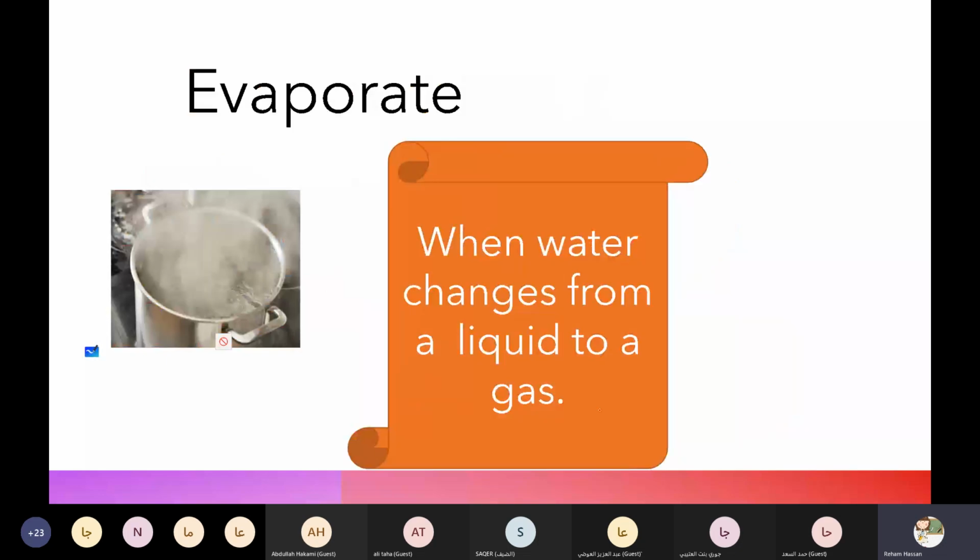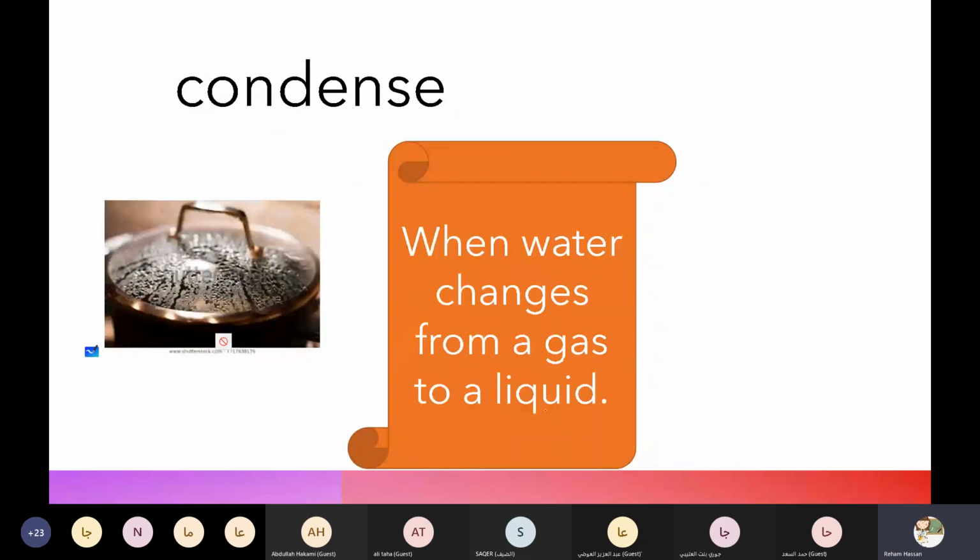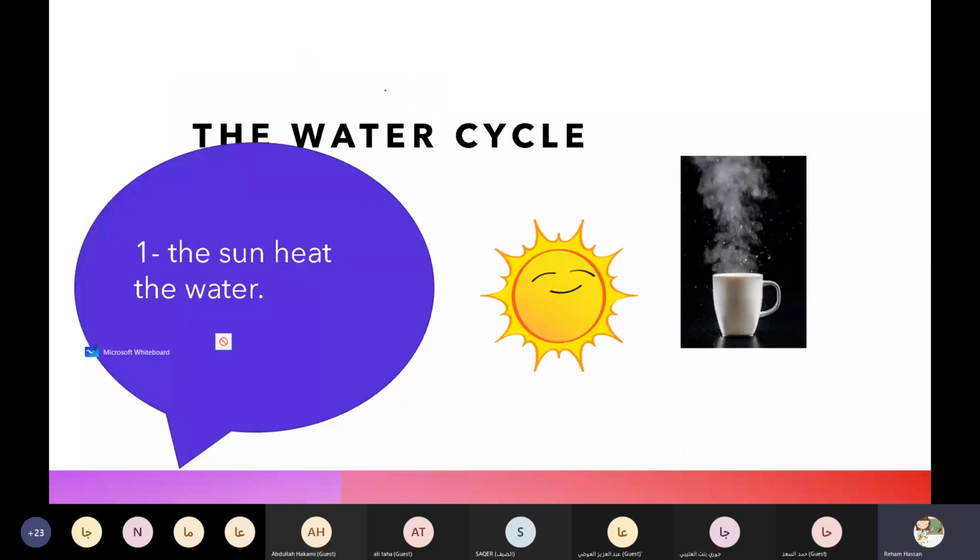So first, what is evaporate? When the water changes from liquid to gas. And what about condense? When the water changes from gas to liquid. When the water changes from gas to liquid, it is condense, okay? What about the water cycle?